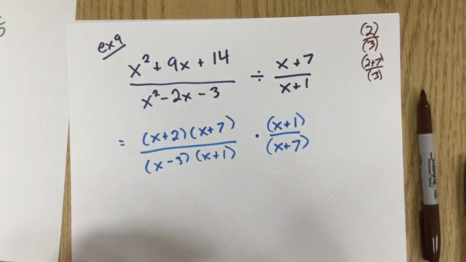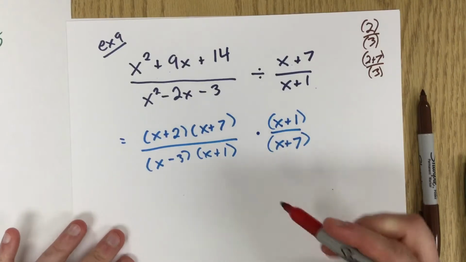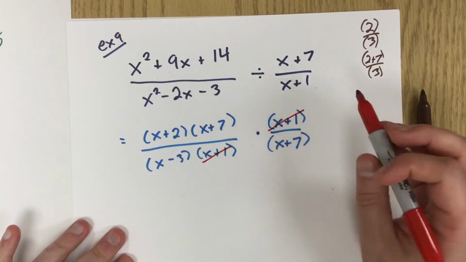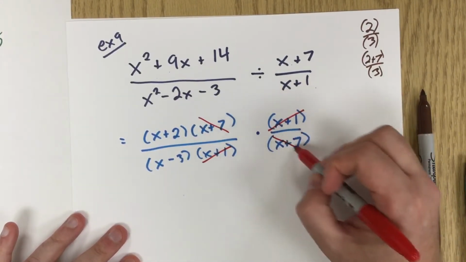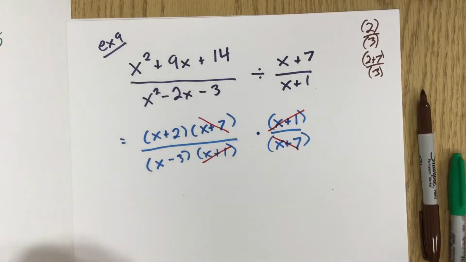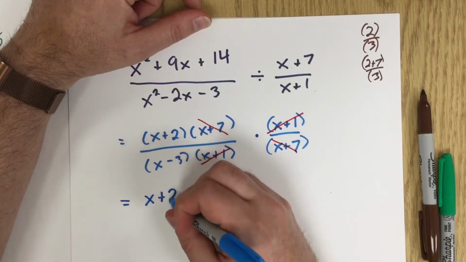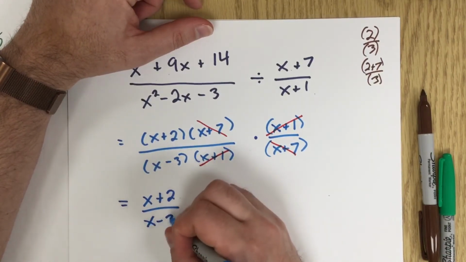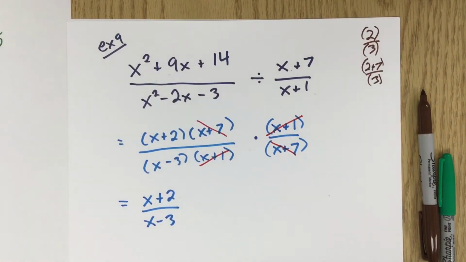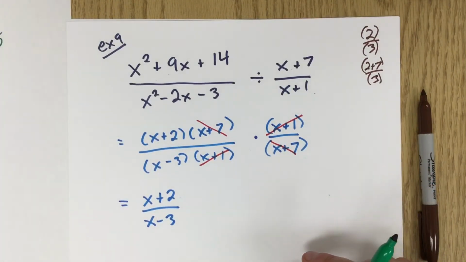But we're going to be doing canceling stuff. So that's going to cancel with that, and that's going to cancel with that. And we end up with x plus 2 over x minus 3. So we're going to write down all the restrictions now. And this would probably be a good step to write them.